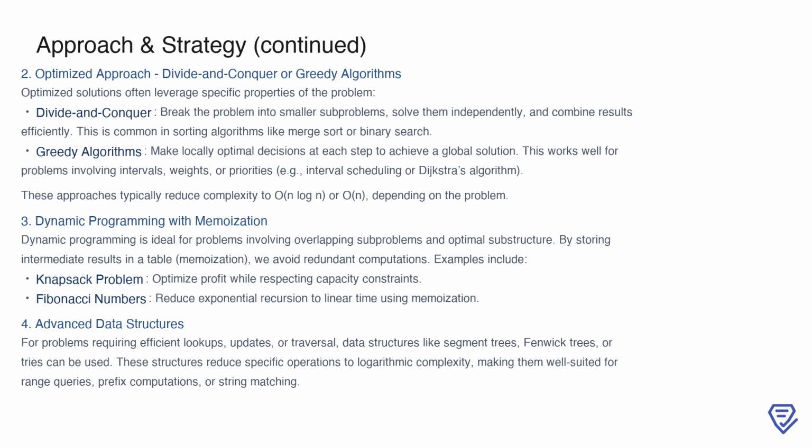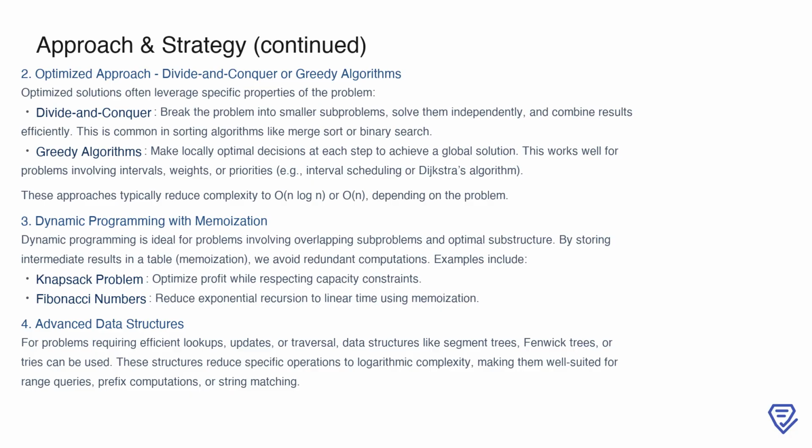Optimizing beyond brute force requires leveraging the specific properties of the problem. Divide and conquer is one such approach, where the problem is split into smaller, independent subproblems that can be solved individually before combining their results. This is a common theme in algorithms like merge sort or binary search, which achieve significant efficiency gains. Another powerful strategy is the greedy approach, which focuses on making locally optimal decisions at each step to achieve a globally optimal solution. This is especially effective for problems involving intervals, weights, or priorities, such as interval scheduling or Dijkstra's algorithm.